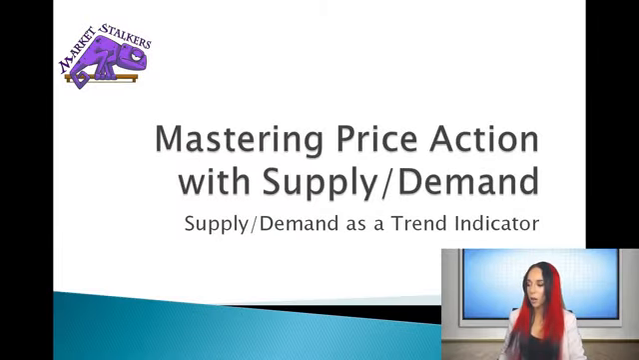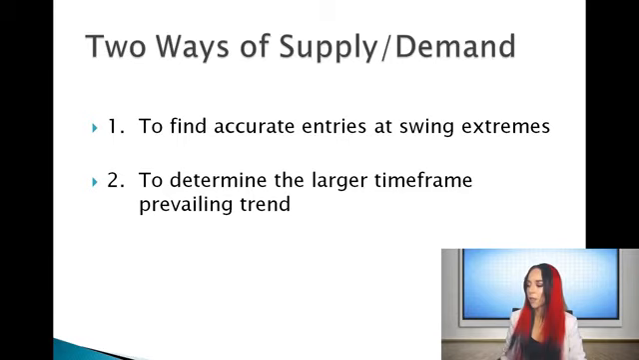Now, there's something that's largely missed by people who have gathered free information on the internet about supply and demand, and then mixed it up with some other subpar methods of trend reading, and in some cases even mixing up support resistance with supply demand. And the thing that is missed is the fact that there are really two ways of using supply and demand zones. The first one, of course, is to find these accurate entries located at swing extremes. But the second use of supply and demand is to determine the prevailing trend.